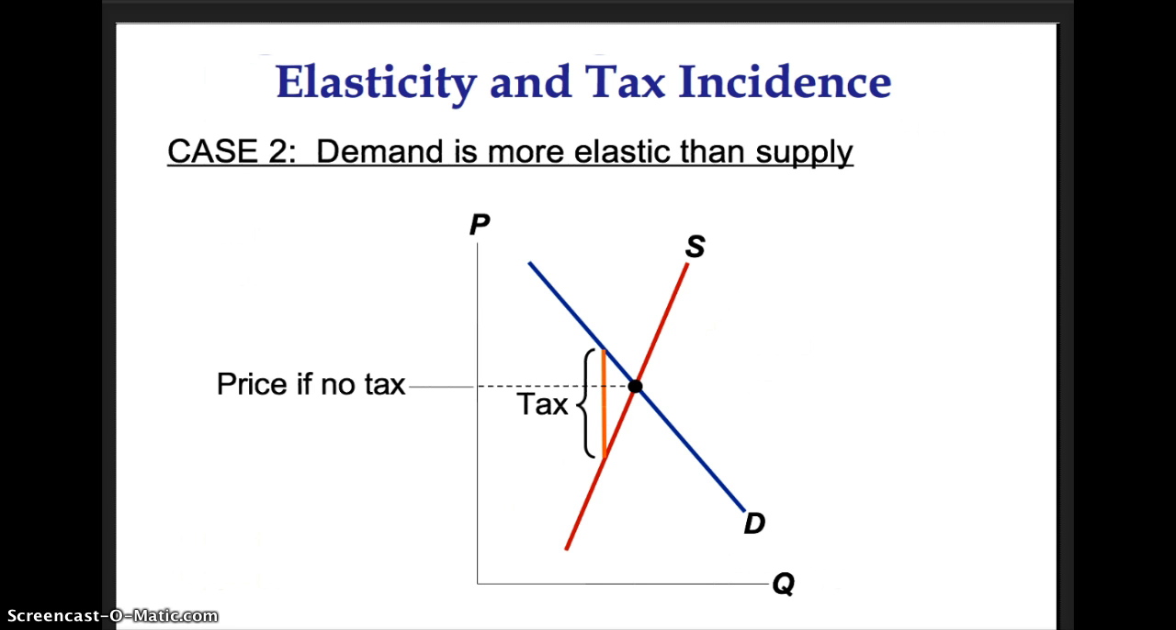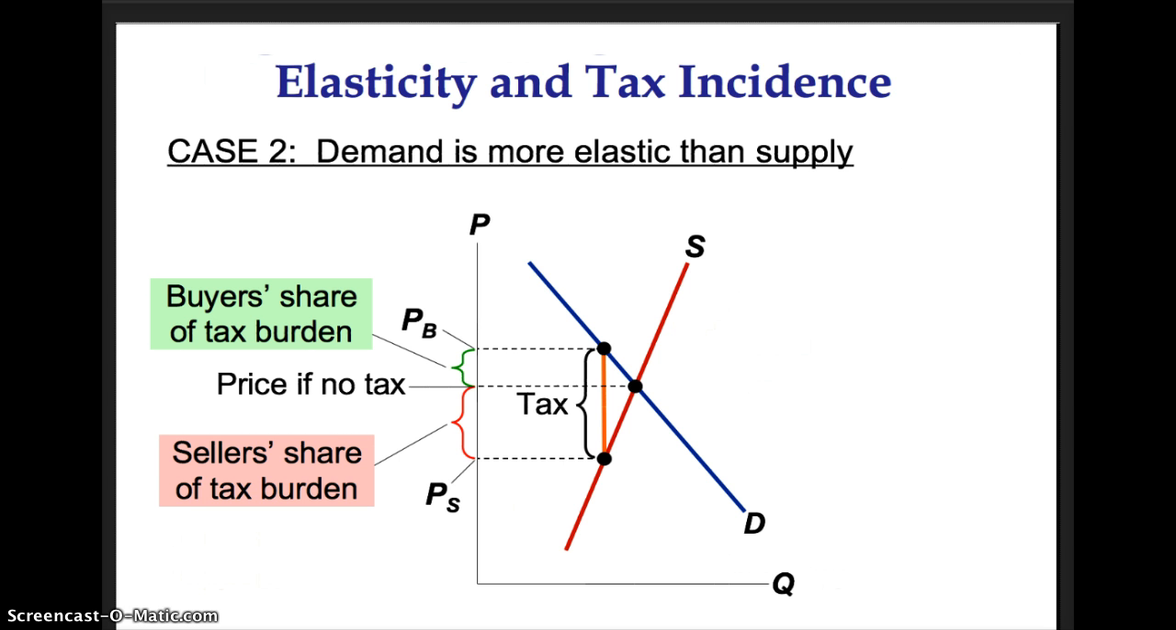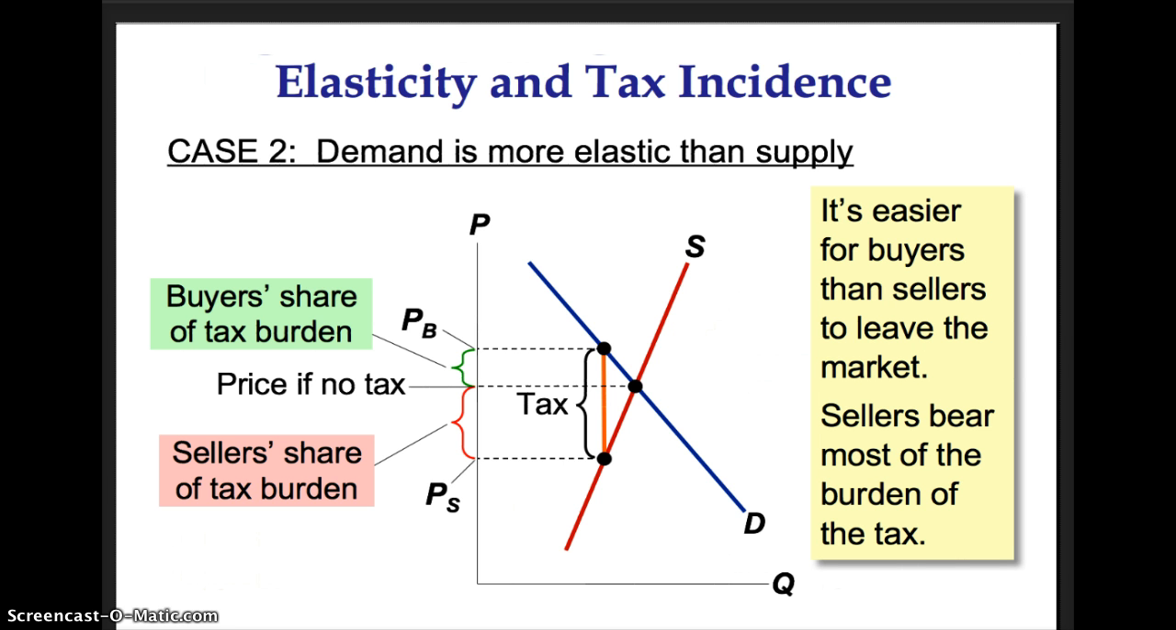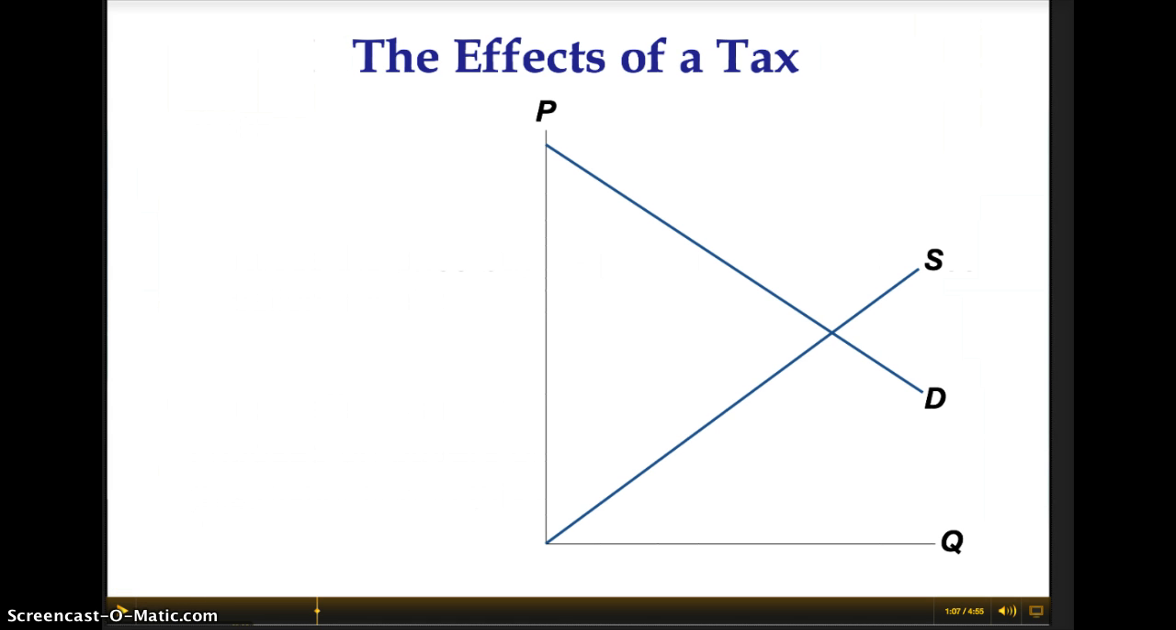A tax creates a wedge between the price buyers pay and the price sellers receive. If demand is more elastic, the buyer's share of the tax burden is less than the seller's share of the tax burden. This occurs because it is easier for the buyers than the sellers to leave the market. Here we have a simple demand and supply diagram.